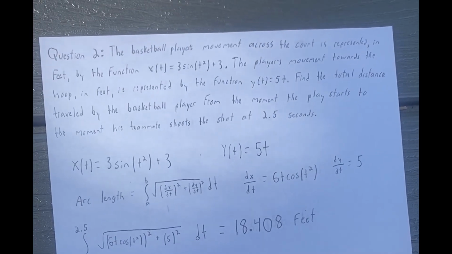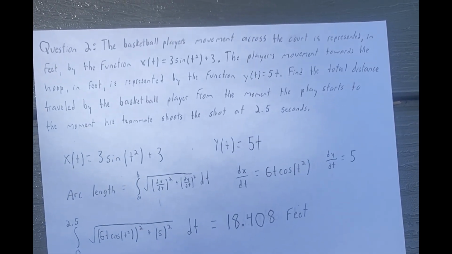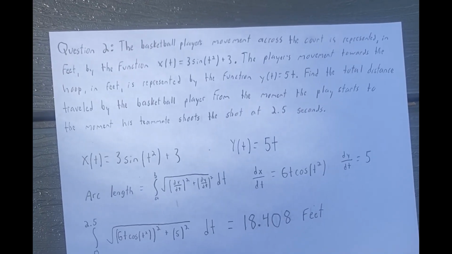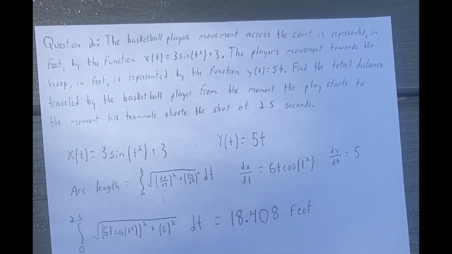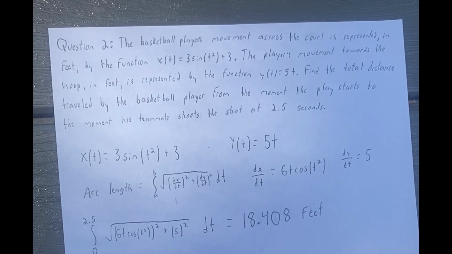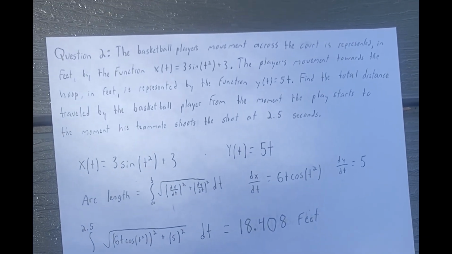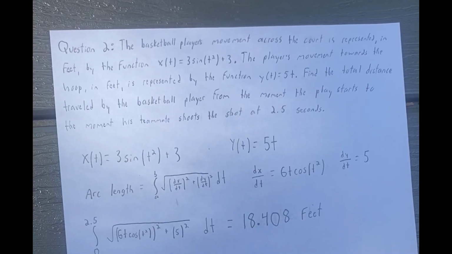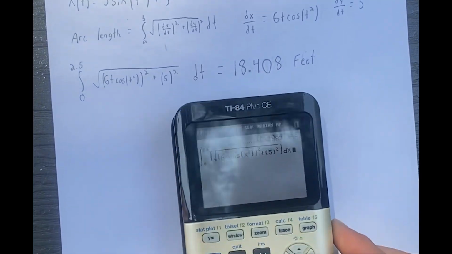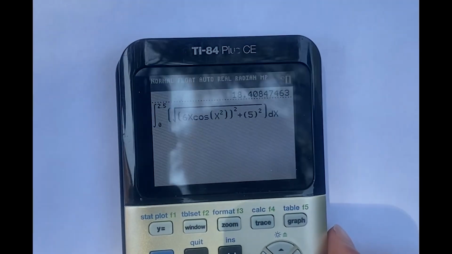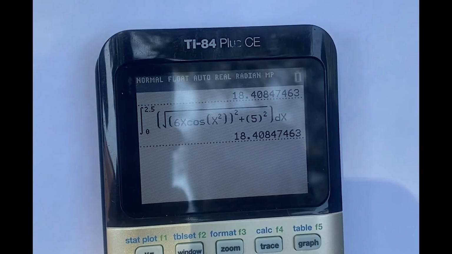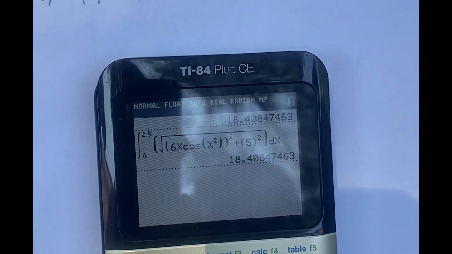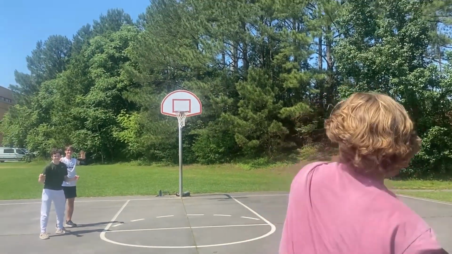So to find the total distance, we need to use the arc length formula, which is the integral from a to b, the square root of dx/dt squared plus dy/dt squared dt. dx/dt is 6t cosine of t squared, and dy/dt is equal to 5. So when we plug these equations into the arc length formula, we get 18.408 feet that the player moved from 0 to 2.5 seconds. It's our game plan.